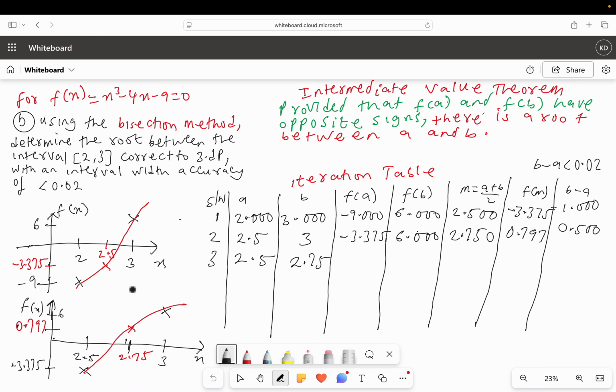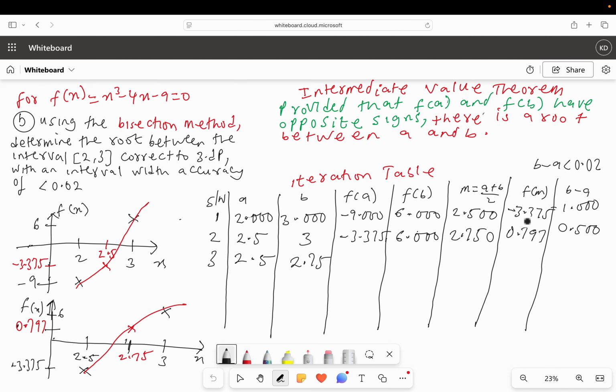However, I don't have to depend on the graph method in order to know my starting lower and upper limit of the iteration. I can do that using the intermediate value theorem, which we have seen earlier, and which said that provided that f of a and f of b have opposite signs, then there is a root between a and b. So if you look at the first iteration, my f of a is negative and my f of b is positive, which means the condition is met.